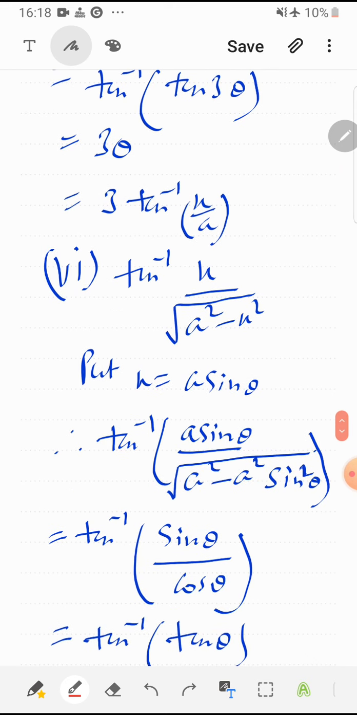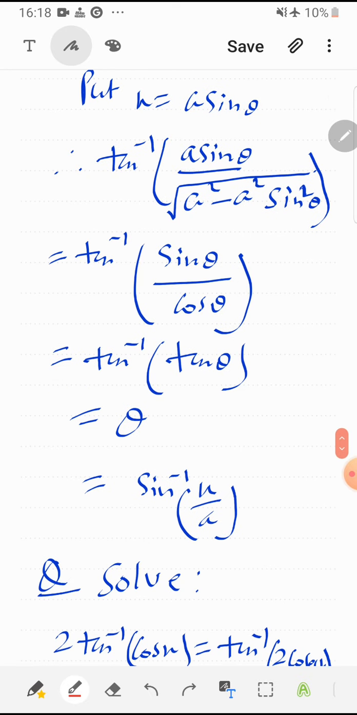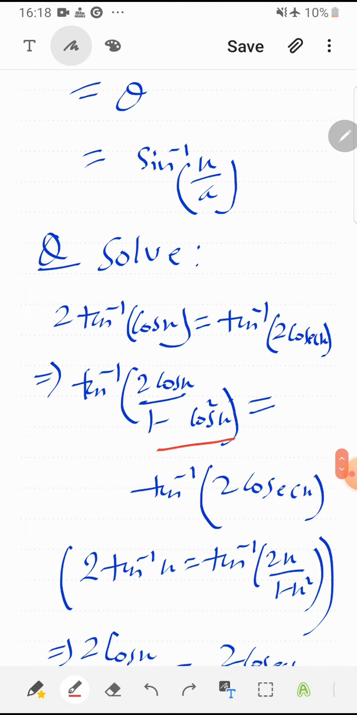So next is tan inverse of x upon under root a square minus x square. Here it's simple, we will put x as a sin theta, then we will take a square common from the root, it will cancel out, and tan theta is left inside the bracket, so the result is theta, or sin inverse x by a.